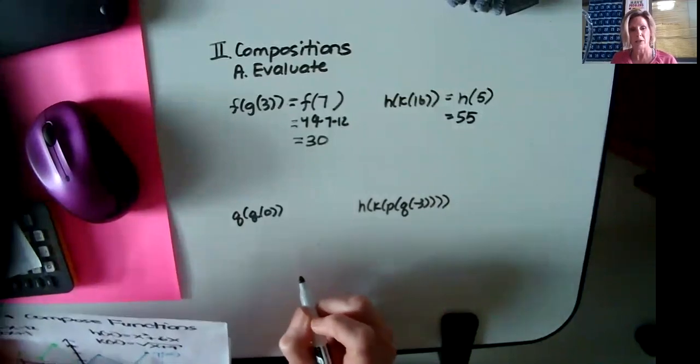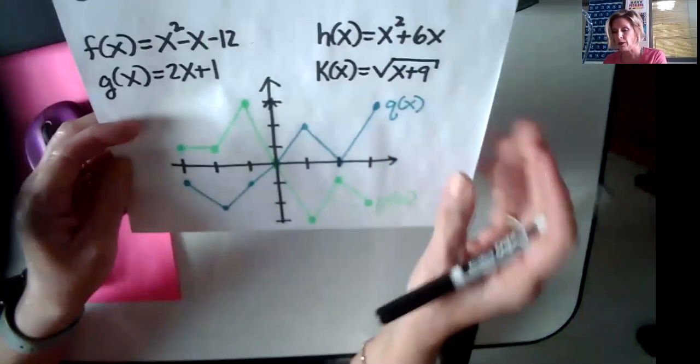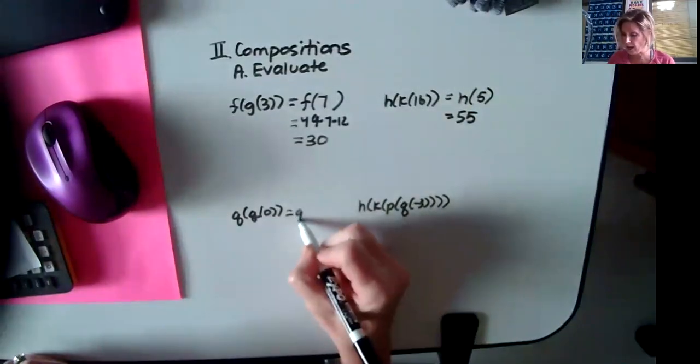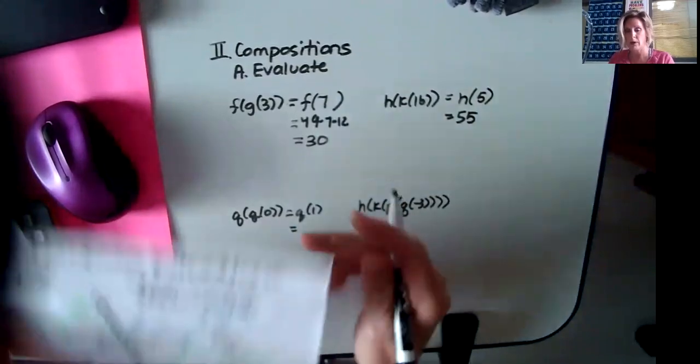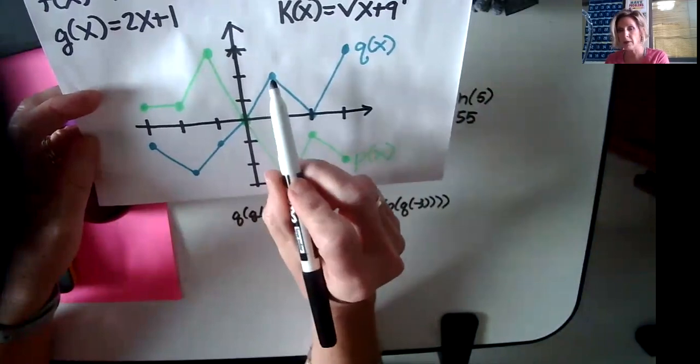Okay? So Q of G of 0. So G of 0 is just 1. So I'm going to ask you to evaluate Q of 1. So I need to look at blue Q. Q of 1 is 2.